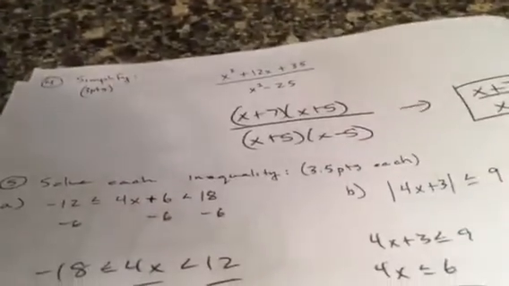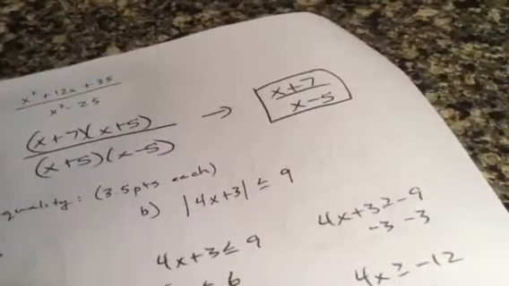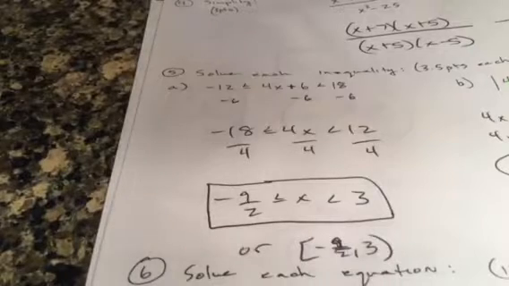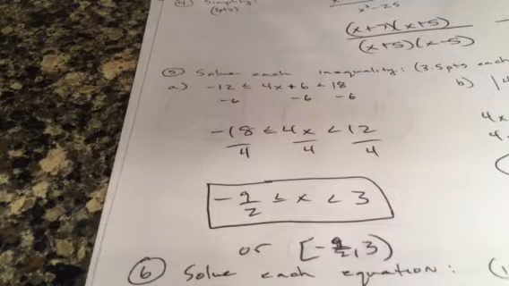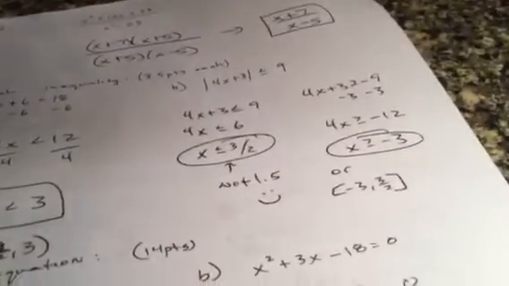I also really like this next page, all right? Simplify, factor the top, factor the bottom, cancel. You got x plus 7 over x minus 5. Here, folks, subtract 6 everywhere. Divide by 4 to get just the single x in the middle. All right. Then you can also write it in interval notation. You don't have to, but that's how you write it.